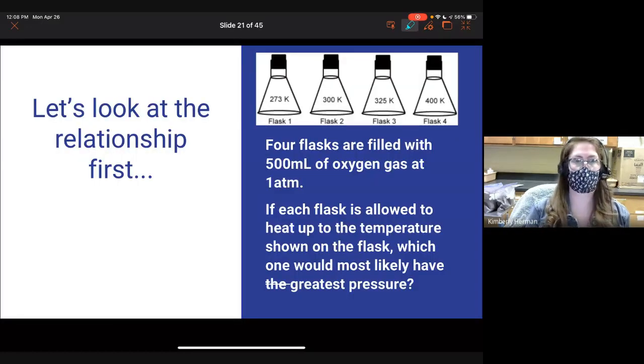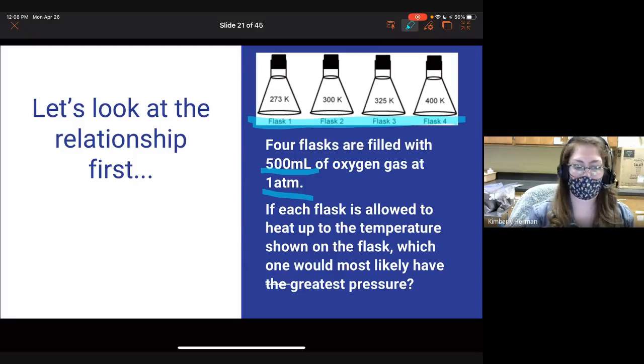Now, before we start looking at the gas law, let's look at the relationship first. We have four different Erlenmeyer flasks here. Each one is filled with the same volume, and they're at the same pressure. Now, each flask is allowed to heat up to the temperature shown on it. Which one would most likely have the greatest pressure?